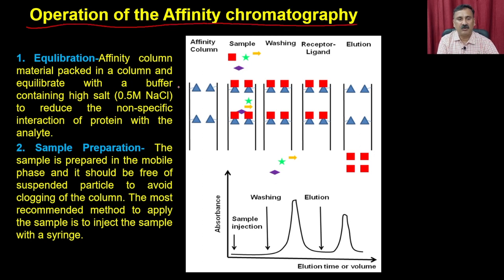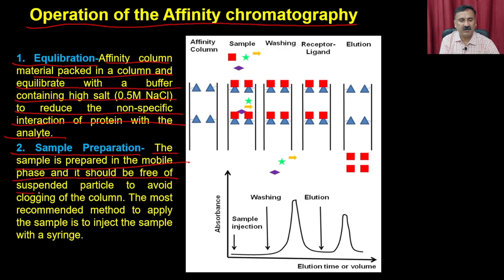So in affinity chromatography, what you have is the equilibrium. The affinity chromatography material is packed and equilibrated with a buffer containing high salt to reduce the non-specific interaction of the protein with the analyte. Then you can have the sample preparation. The sample is prepared in the mobile phase and it should be free of suspended particles to avoid clogging of the column and so on. And then you inject the sample with a syringe.